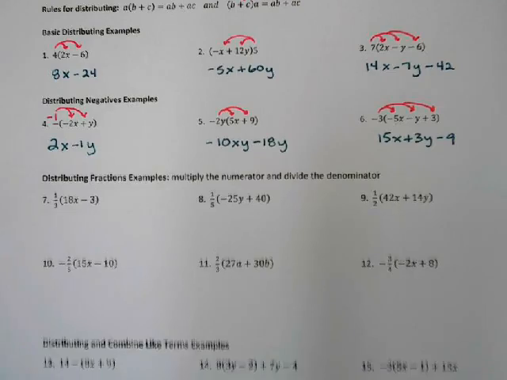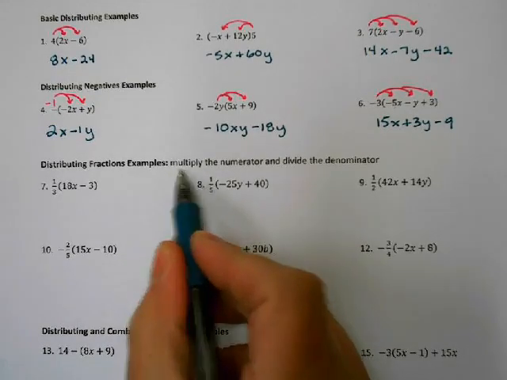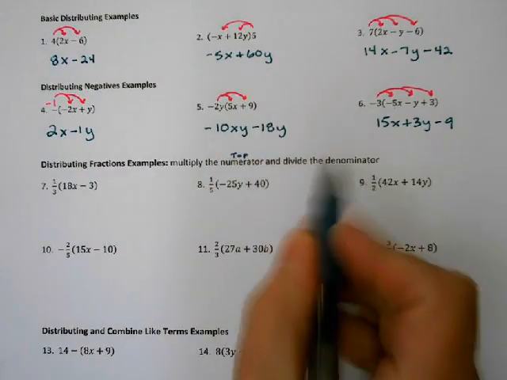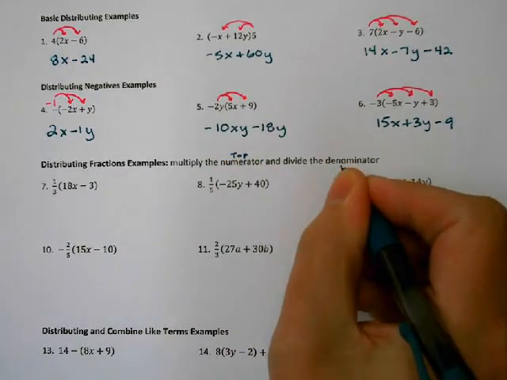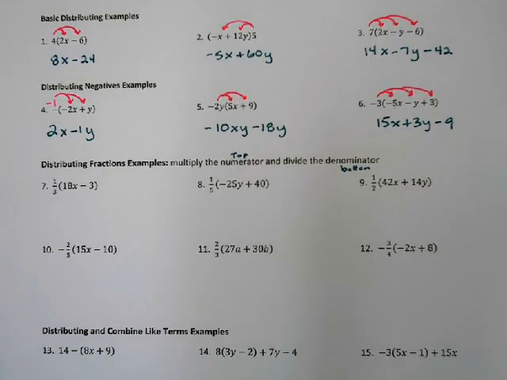Next one. Distributing fractions. So if we are distributing a fraction you can think of as having multiplication and division all in one problem. So if you're distributing a fraction, you're going to multiply the numerator, that's the number on top, and you're going to divide the denominator, the number on the bottom. So it's kind of two problems in one.